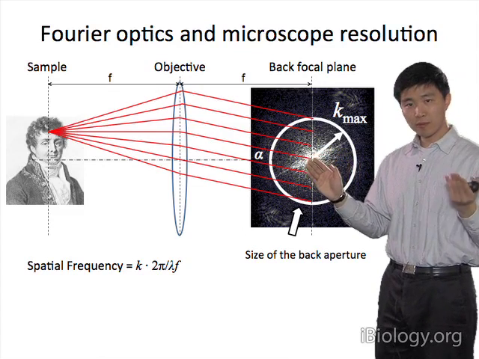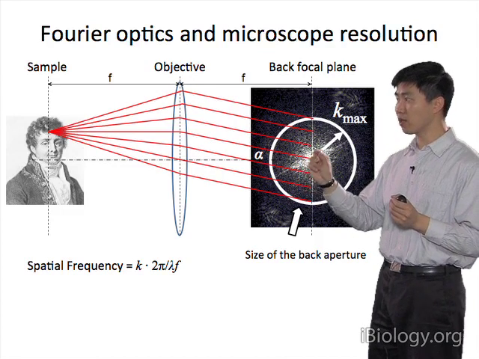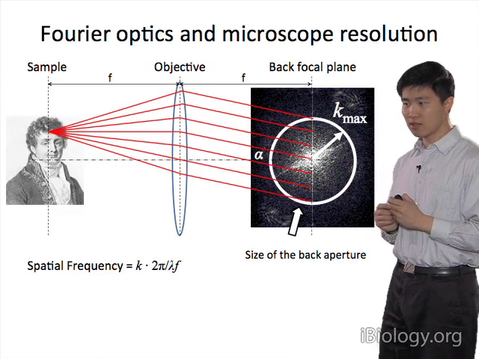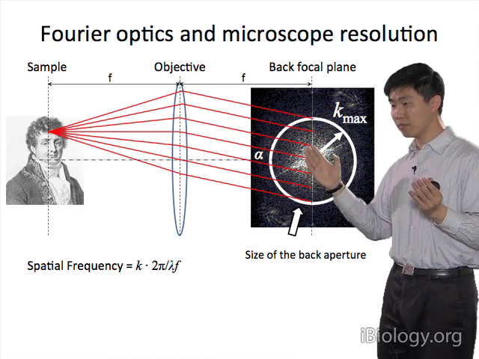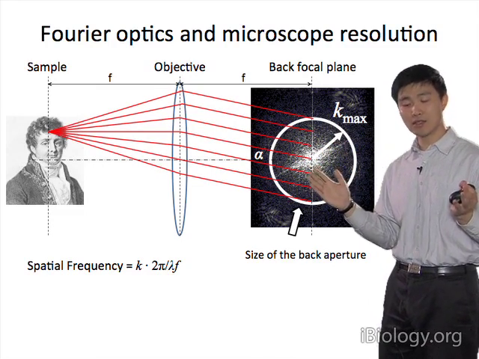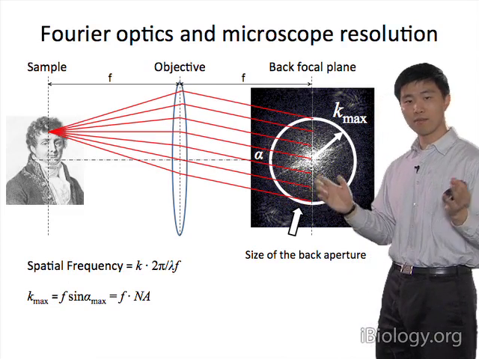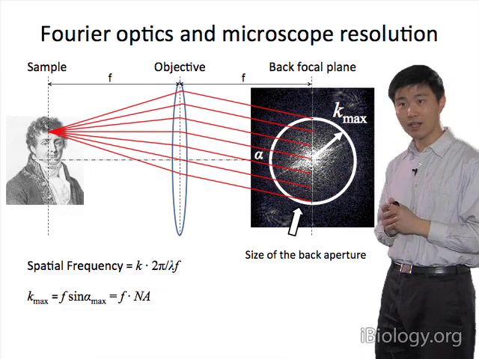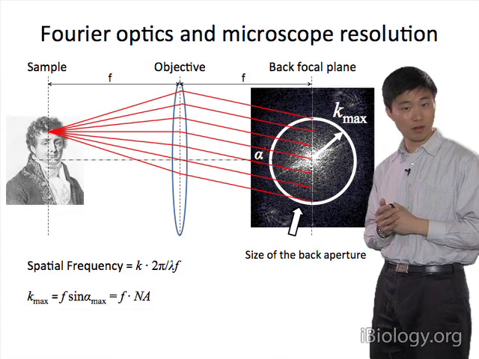Well, from the previous slide, we know that given a light ray that has an angle of alpha to the optical axis, the K will be f times sine alpha. And the maximum value of K will be determined by the maximum value of alpha, or how high an angle this light ray can be from the optical axis. And that is essentially described by the numerical aperture of this objective. So K max equals f times sine of maximum value of alpha. And sine of maximum value of alpha is exactly the numerical aperture of the objective. So K max equals f times numerical aperture.